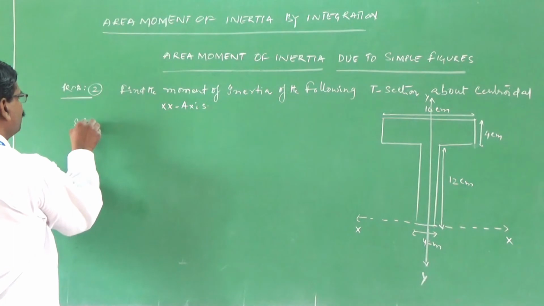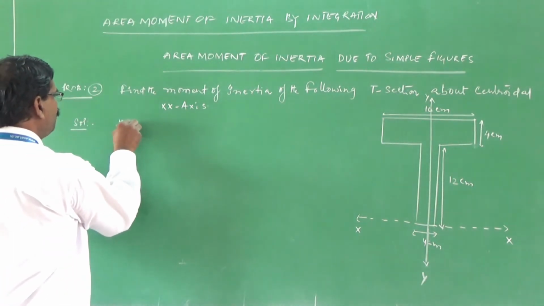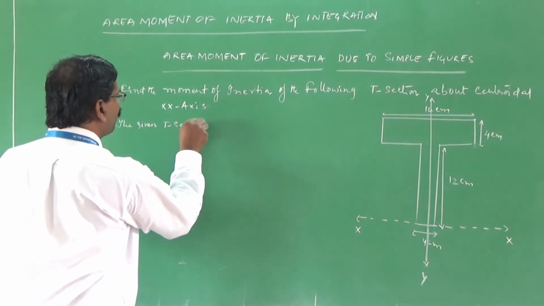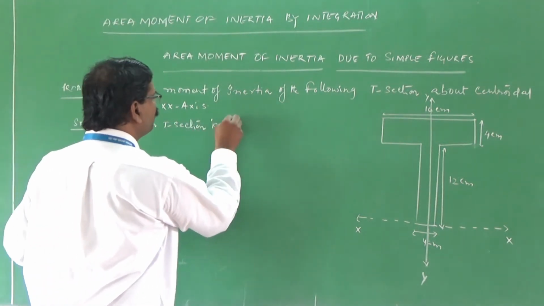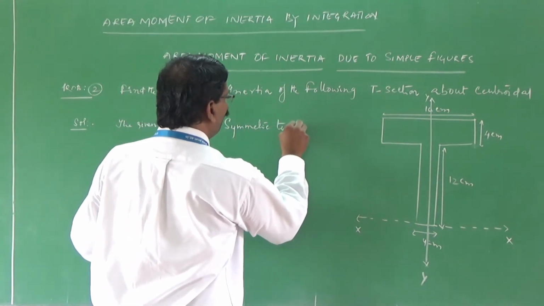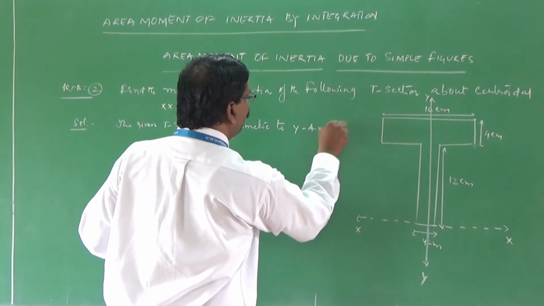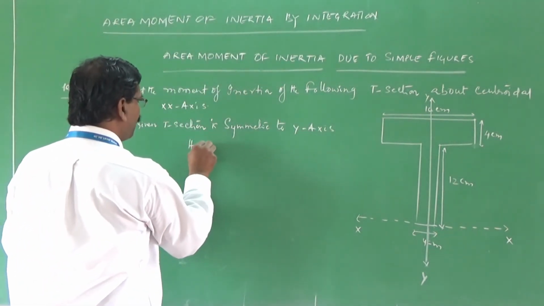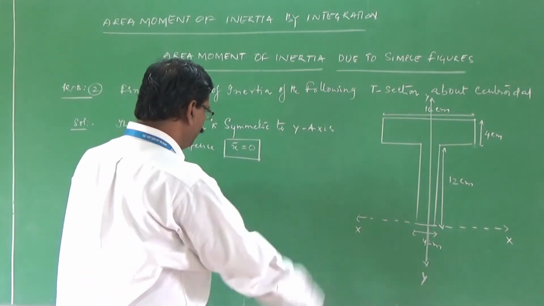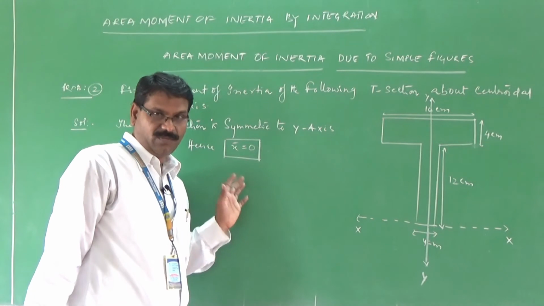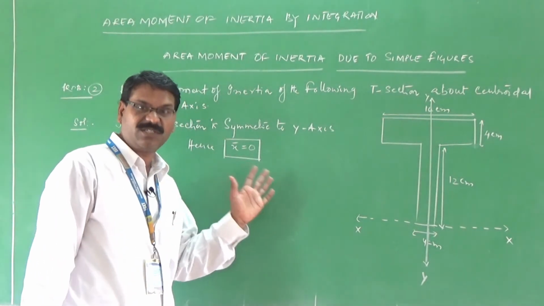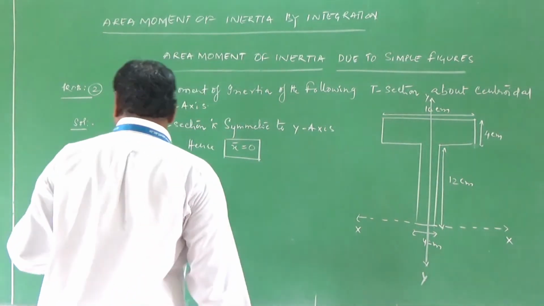Solution. The given T section is symmetric to y-axis, hence x bar is equal to 0. So when x bar is equal to 0, we have only one parameter which is known as y bar. So first of all we will find the centroid of this T section. Let us see how it will be.